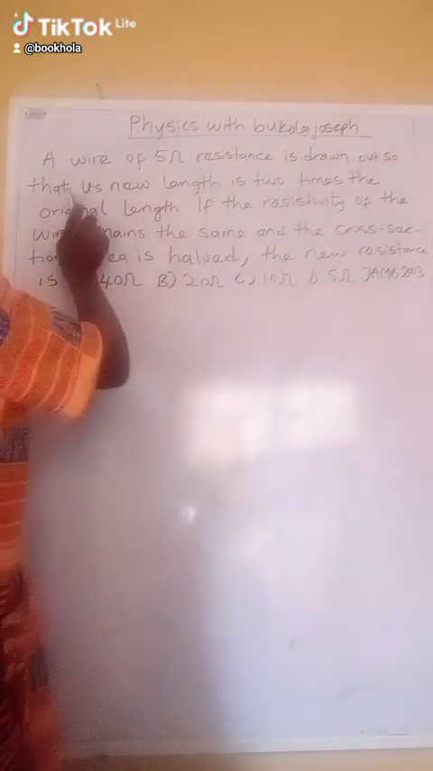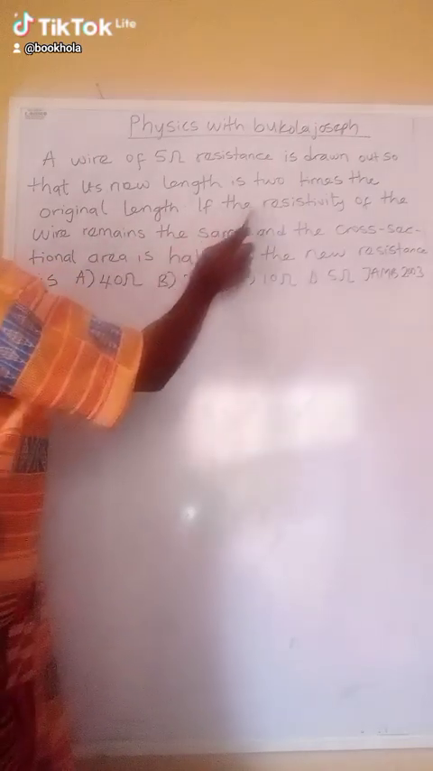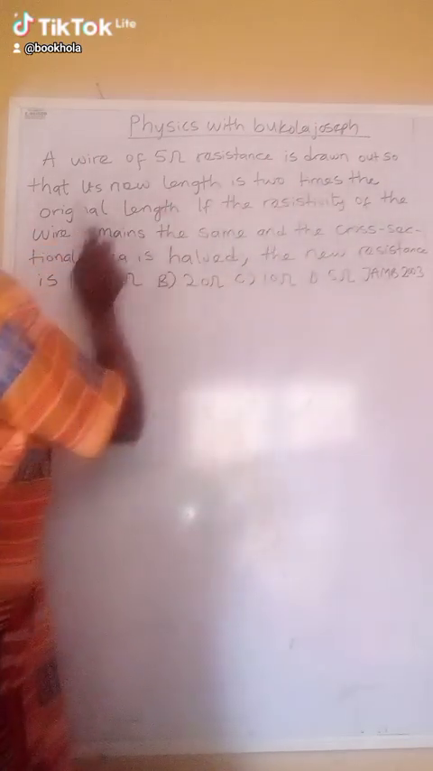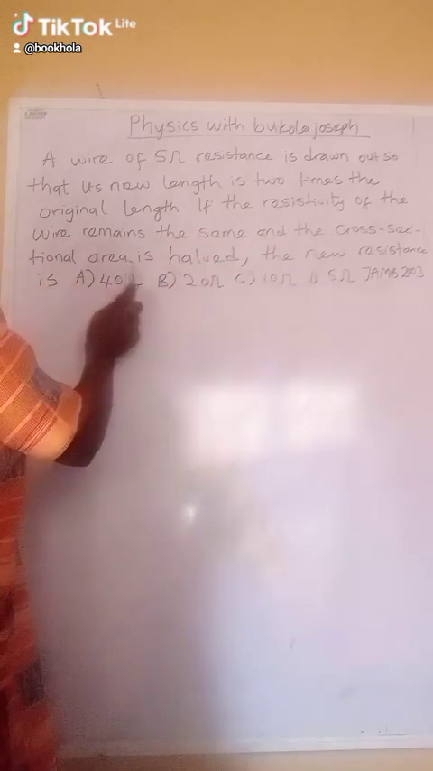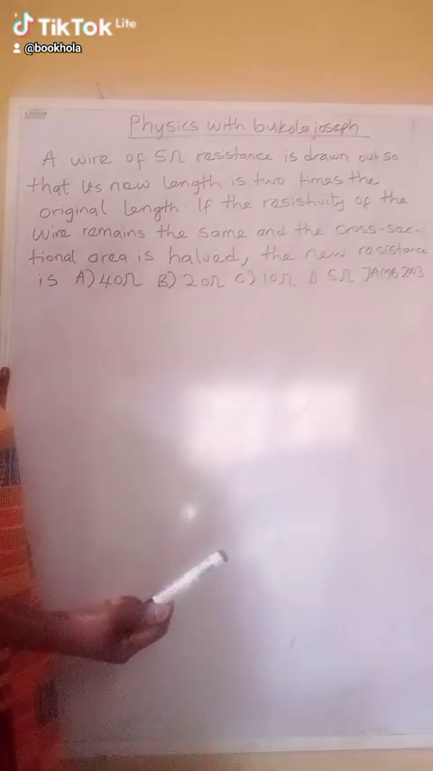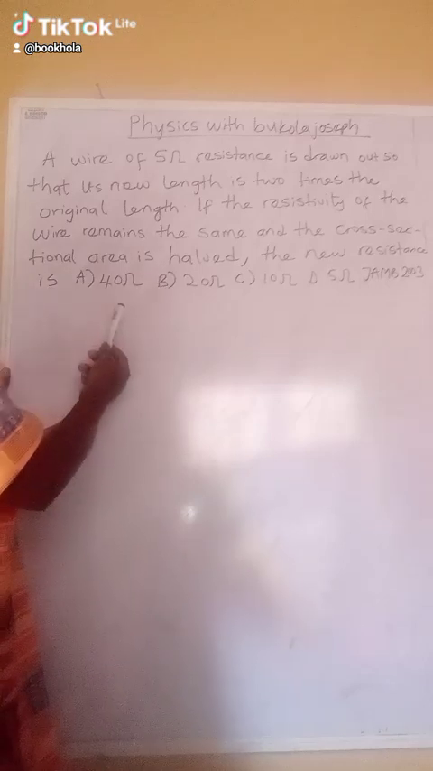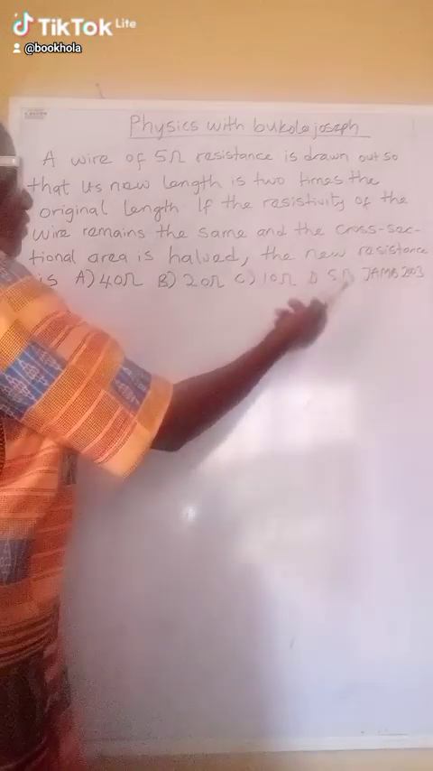A wire of 5 ohms resistance is drawn out so that its new length is 2 times the original length. If the resistivity of the wire remains the same, and the cross-sectional area is halved, the new resistance is: A 40 ohms, B 20 ohms, C 10 ohms, D 5 ohms.